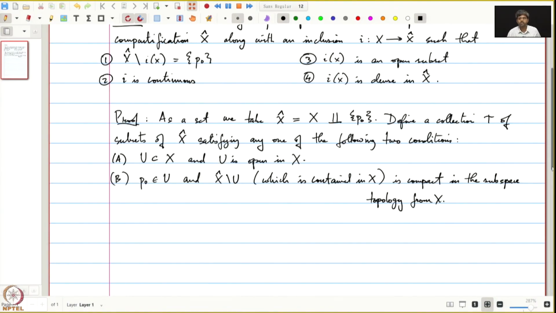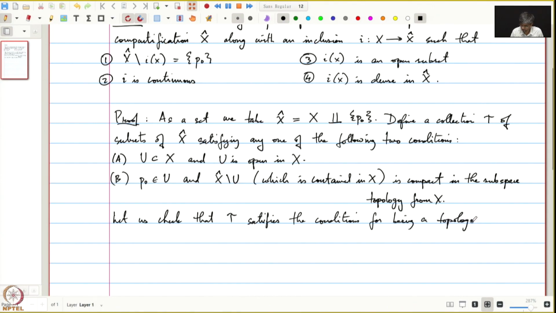Yeah. So, we let tau be the collection of subsets which satisfy these conditions, and we need to check that tau satisfies the conditions for being a topology on X hat.